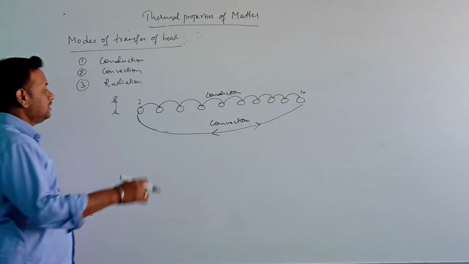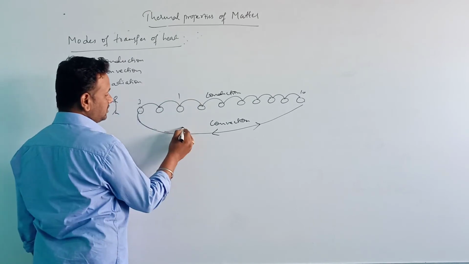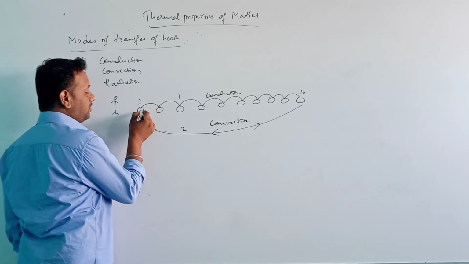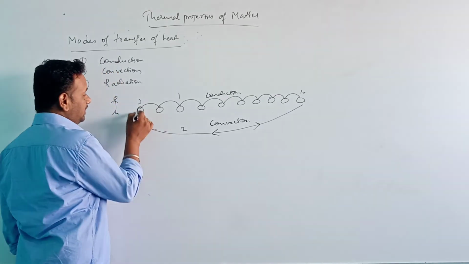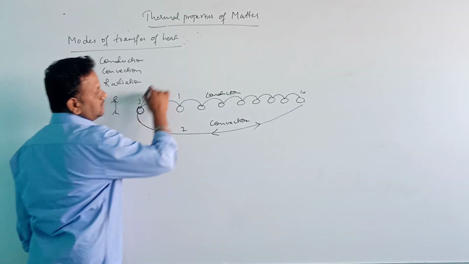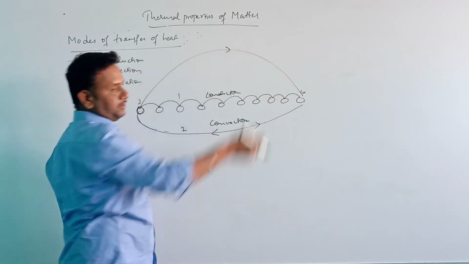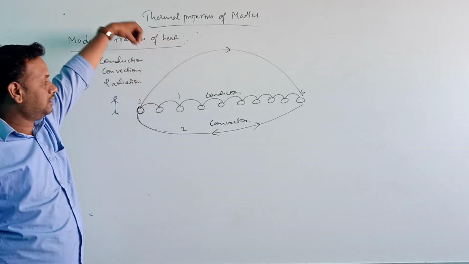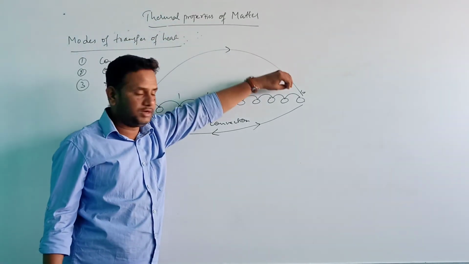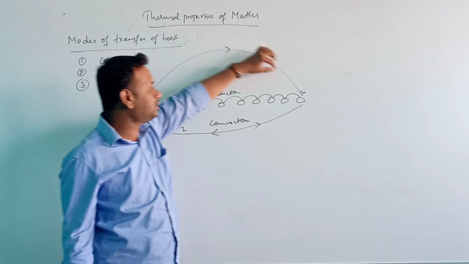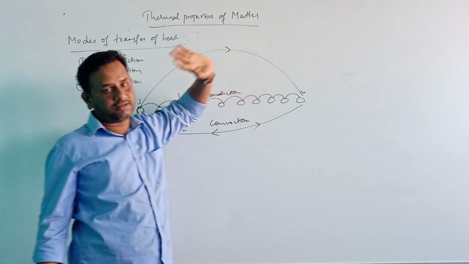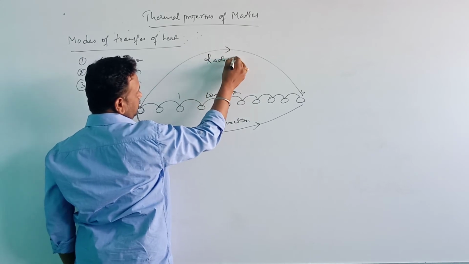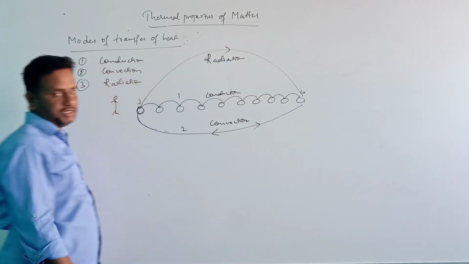Now the third method. The third method is that he does not change his position, and by sitting here only, he just throws this apple to the last boy, and the last boy catches that apple. So this method is called radiation.